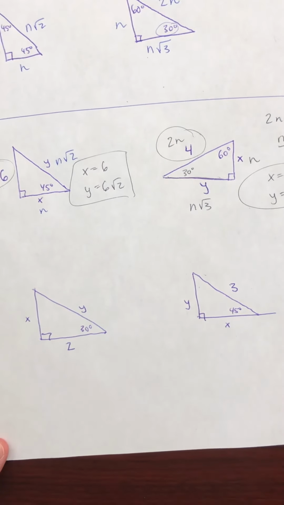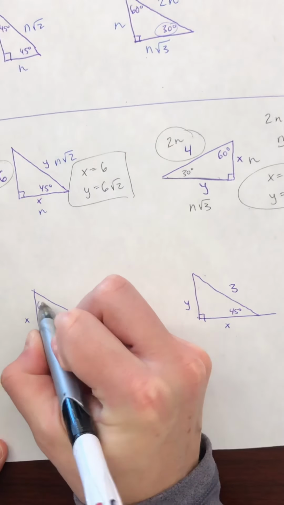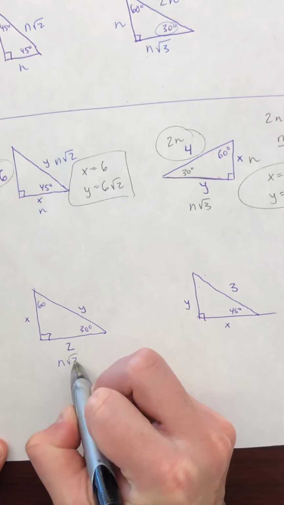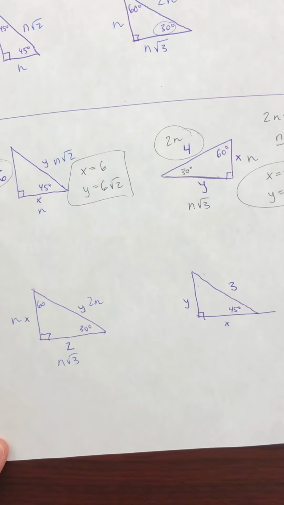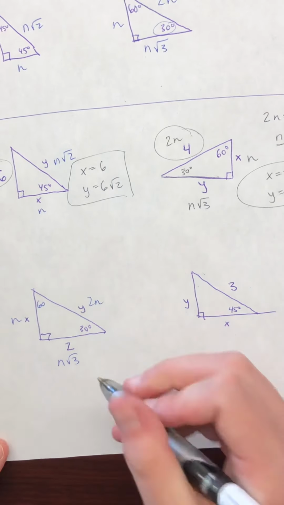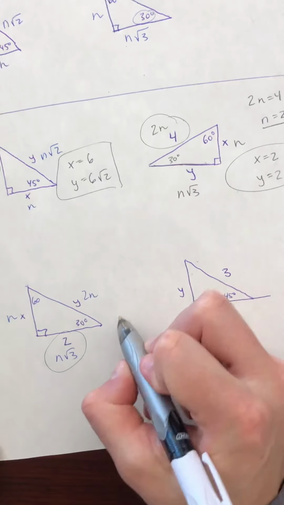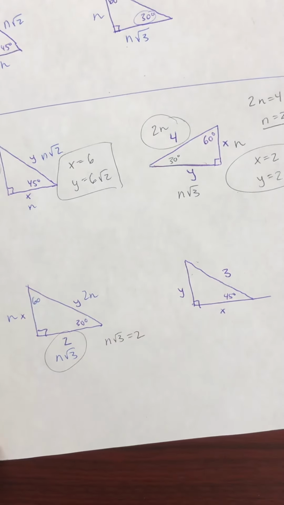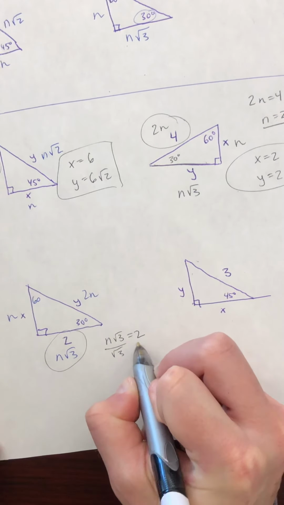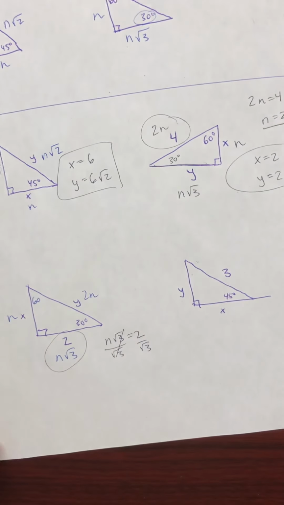Again, step 1 is to label the sides with n's. 30-60-90. This would be n root 3, 2n, and n. Again, set equal the side that you have. I have the 2, so I'm setting these two things equal. So, off to the side here, n root 3 would equal 2. This involves a little bit more challenging kind of work. You divide by root 3, boom, and then you rationalize.